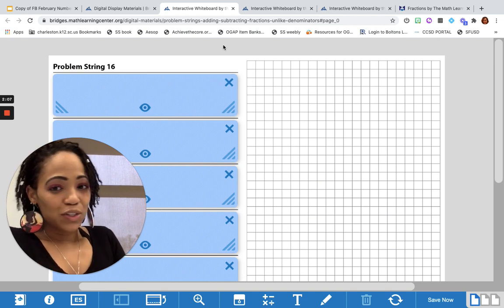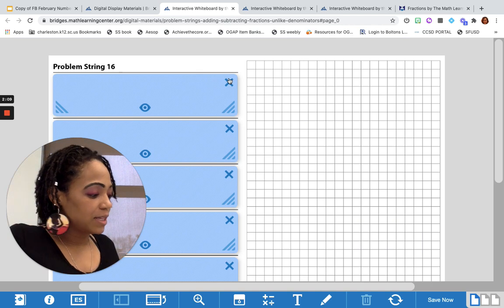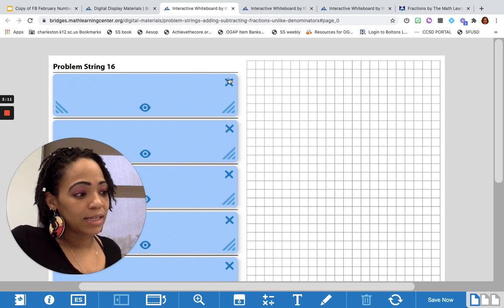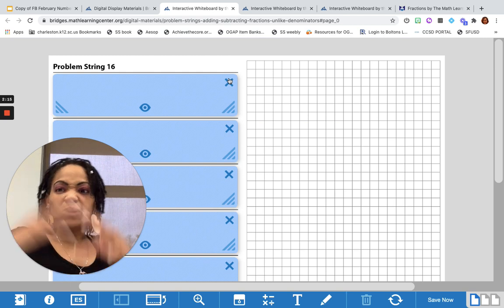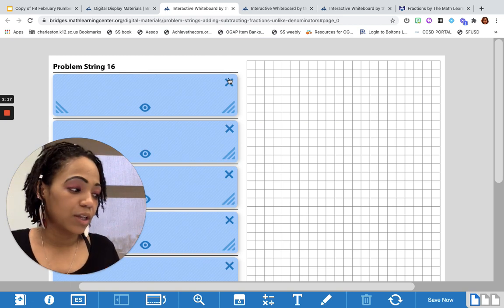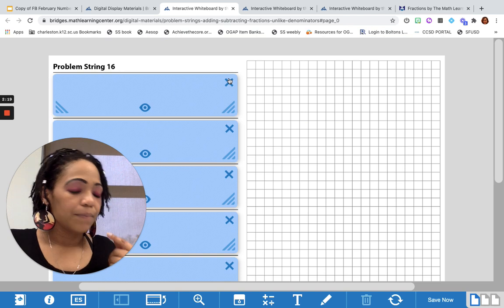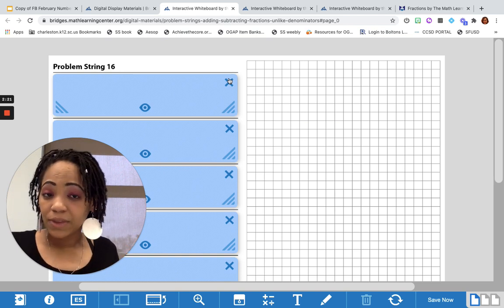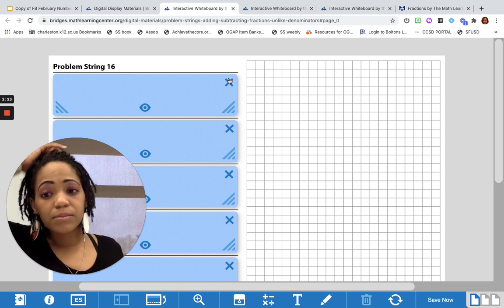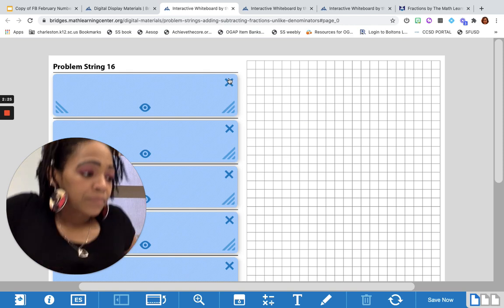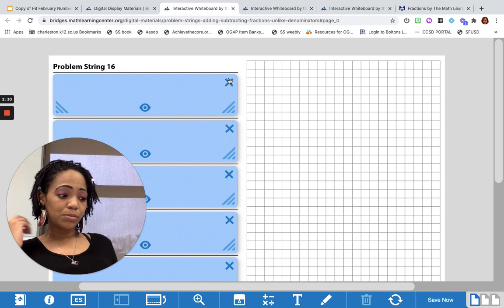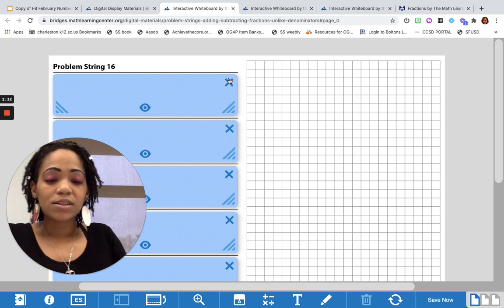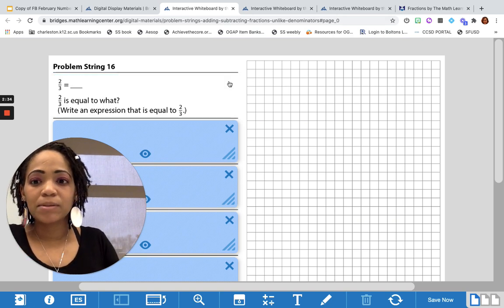All right. So our first problem, and I'm not really going to provide any real world context, but I will tell you that we're going to be talking about how to write equivalent expressions. So that kind of goes along with the solving problems that we've been doing this month, and how to decompose fractions to solve some problems. So here we go. Problem number 1.